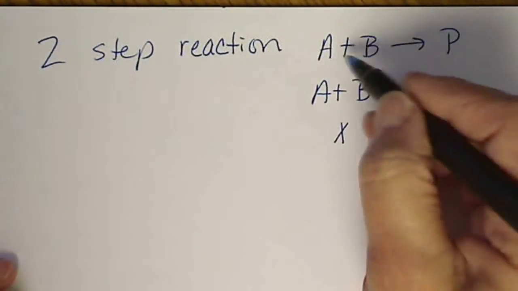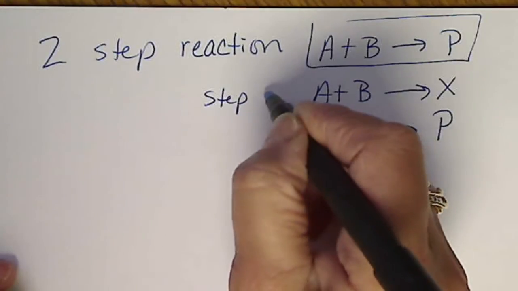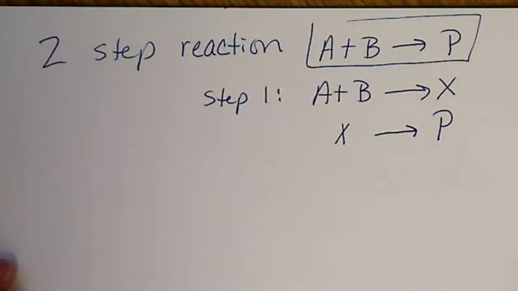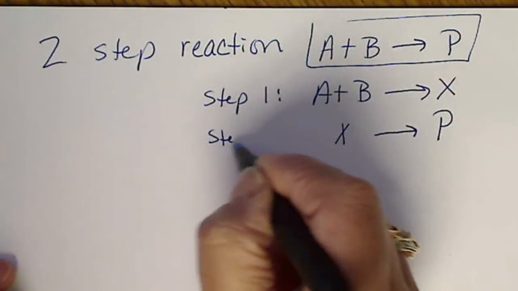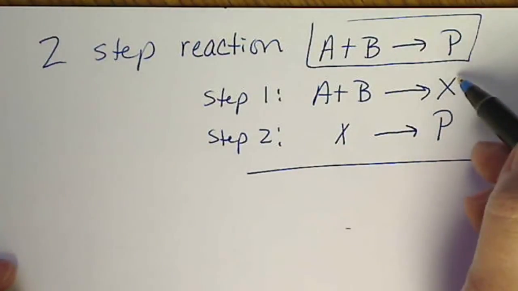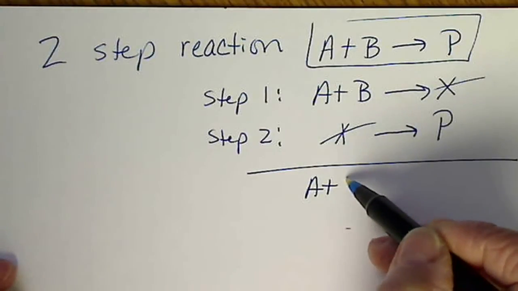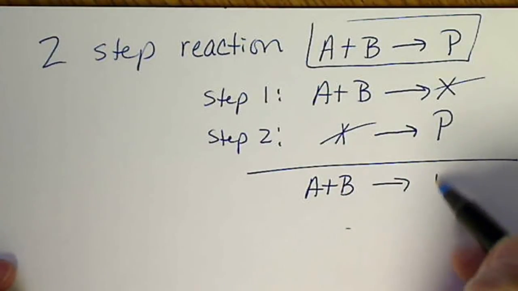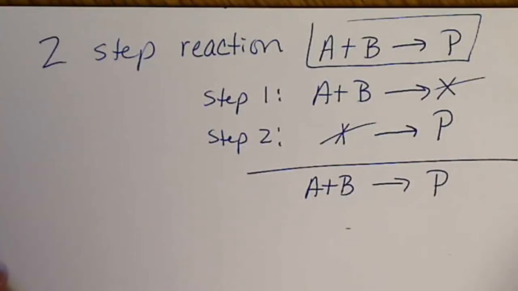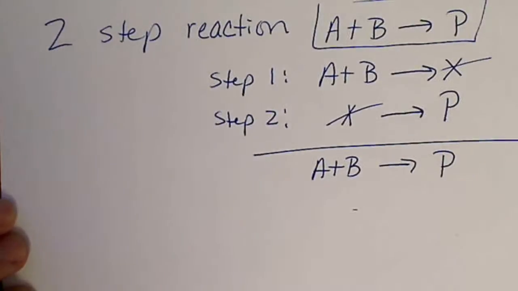Okay, so this would be the overall reaction, and this we might hypothesize would be step 1, and this would be step 2, and the net result, because X occurs on both sides of the equation, the net result is still A and B forming products. So a two-step reaction, the energy diagram is going to look different.